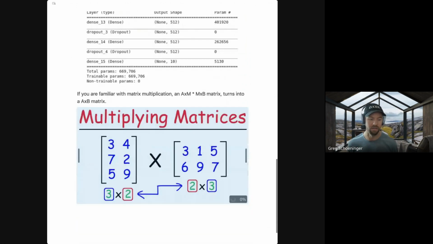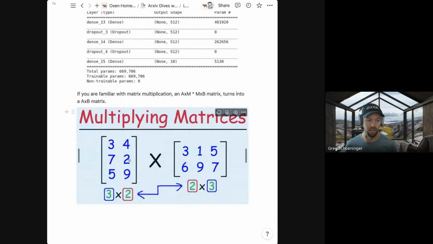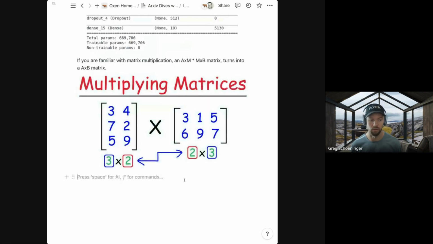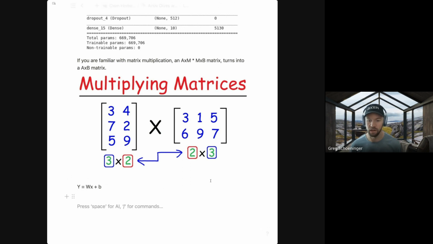So it's helpful, I think, to go back to the basics of linear algebra. If you have two matrices and they both have different dimensions, these are very small ones, but a 3x2 and a 2x3, if the middle number matches between those, then you can multiply them together, and the resulting matrix is the numbers on the outside. So in this case, they have pre-trained weights, which are D by D. And as you roll through a linear layer, it's that standard y equals wx plus b computation.